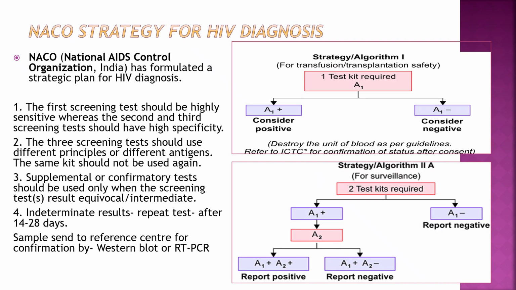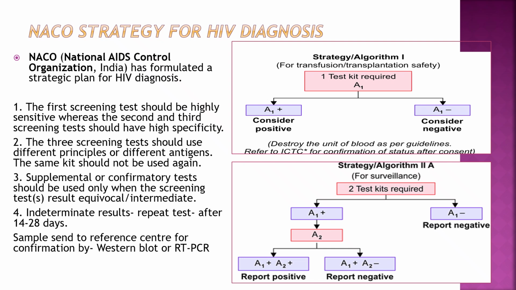NACO strategy for HIV diagnosis. NACO, National AIDS Control Organization, India, has formulated a strategic plan for HIV diagnosis. There are some points. The first screening test should be highly sensitive, whereas the second and third screening tests should have high specificity. The three screening tests should use different principles on different antigens. The same kit should not be used again. Supplemental or confirmatory tests should be used only when the screening result is equivocal or intermediate.